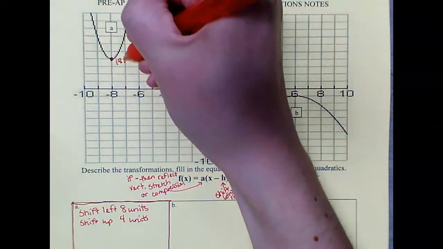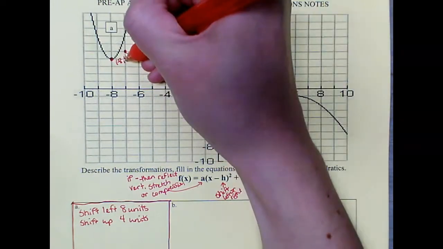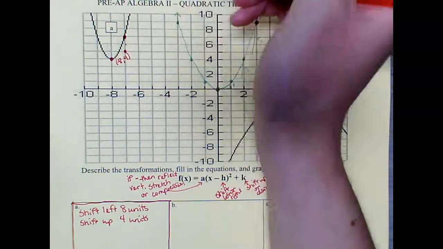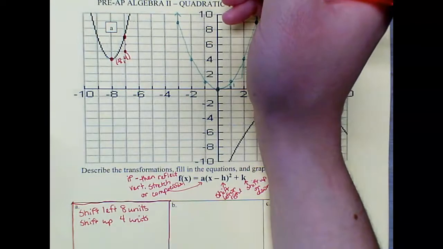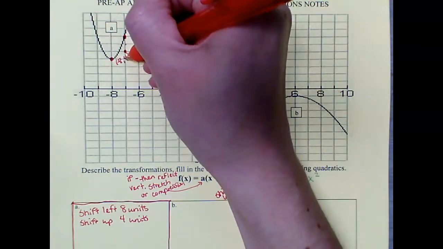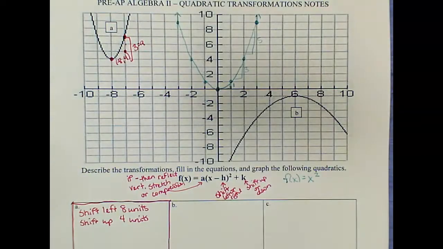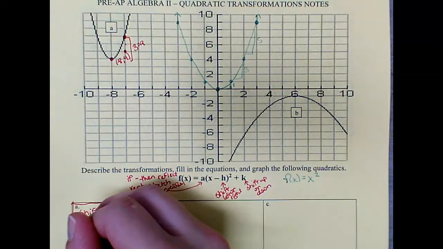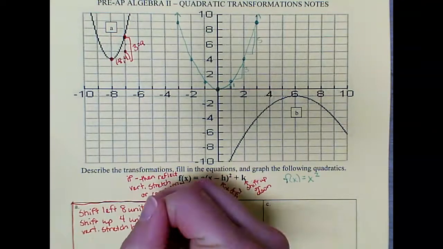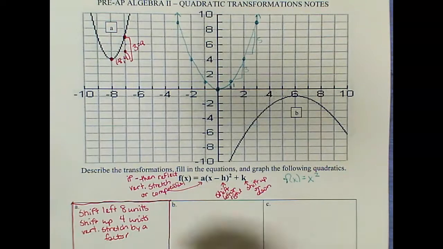But instead of going to the right one and up 1, how many do you have to go up when you go to the right one? You have to go up 1, 2, 3. So that means that my A value is 3. Because instead of going to the right one and up 1, I have to go to the right one and up 3. That 3 is my A value. So I vertically stretch by a factor of 3.